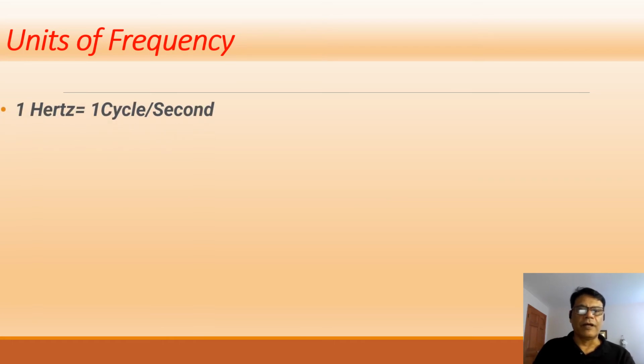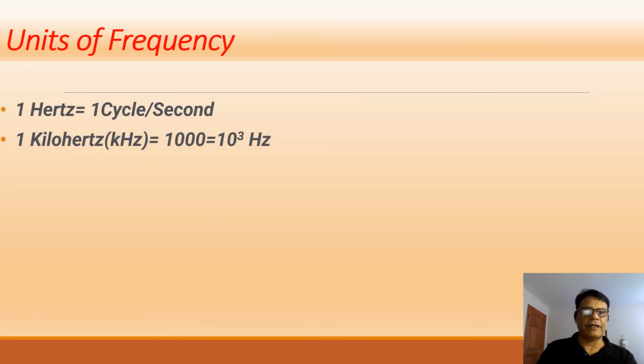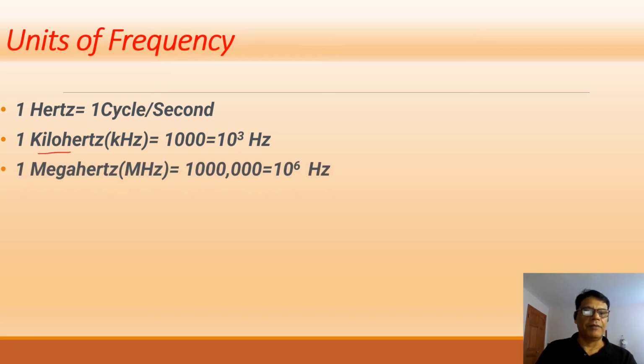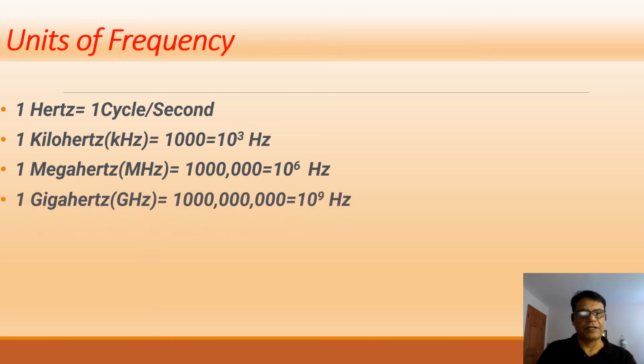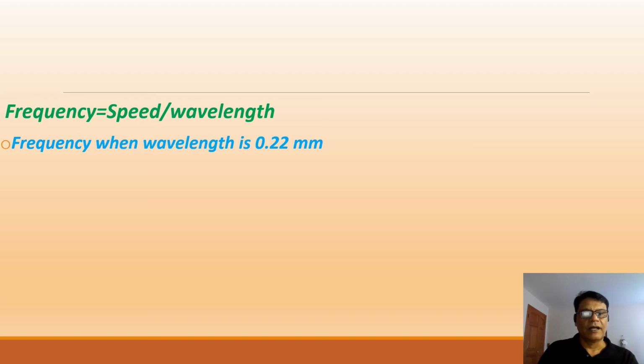The unit of frequency we have already discussed: cycles per second. Kilohertz, kilo means 1000, and mega means 1 million, or 10 raised to power 6, and we have already converted it by scientific notation. Gigahertz is equal to 10 raised to power 9. Frequency is speed over wavelength.